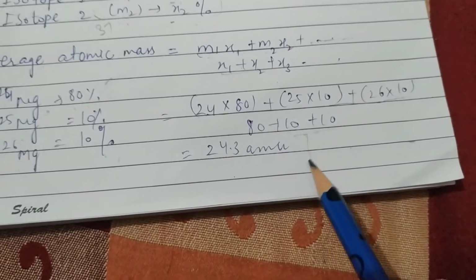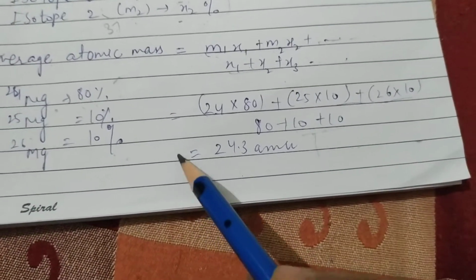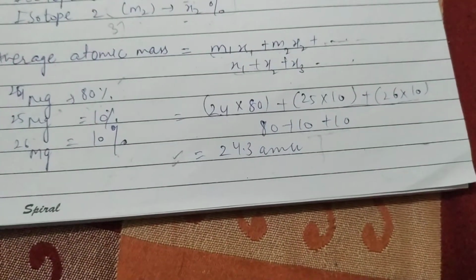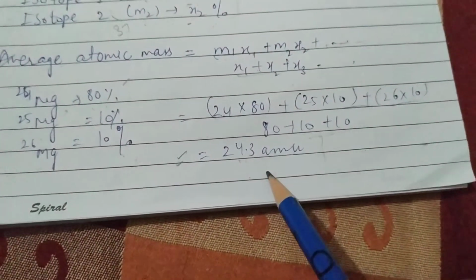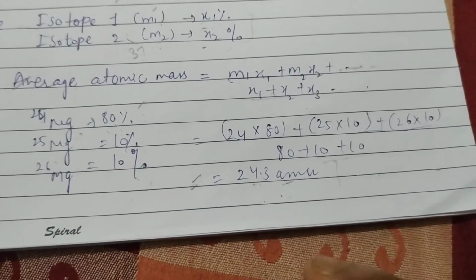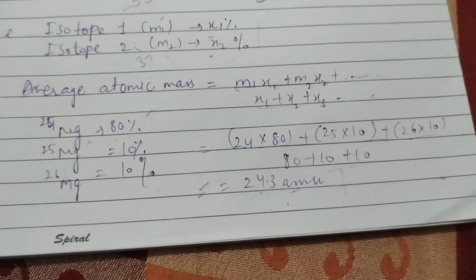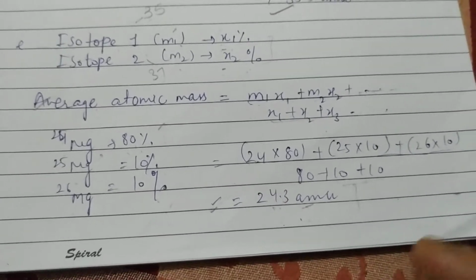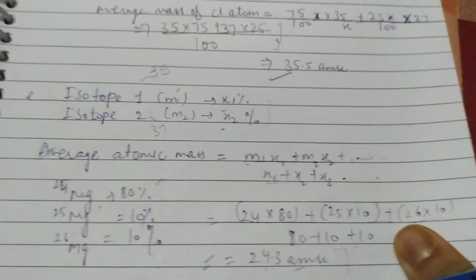So what we get? We get 24.3. This is why the mass of magnesium is 24.3 AMU, right? Atomic mass unit. So I hope the concept of average atomic mass or atomic mass unit is clear to you. So now let us discuss molecular mass also.